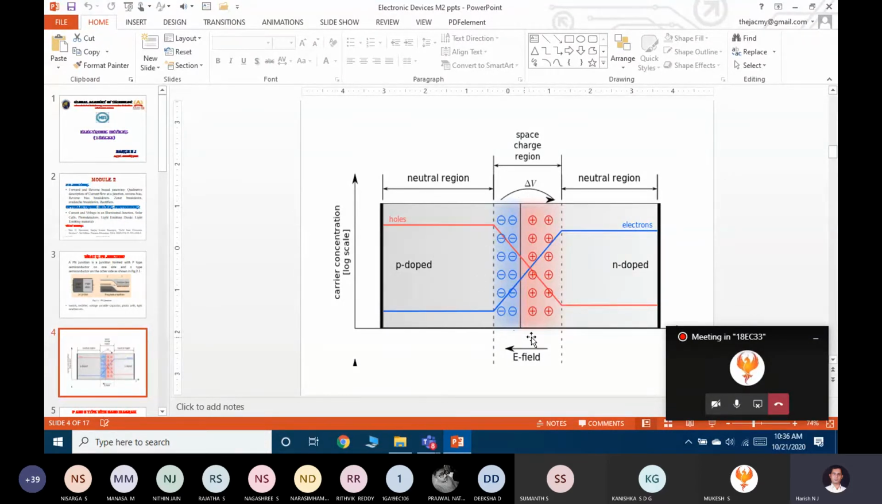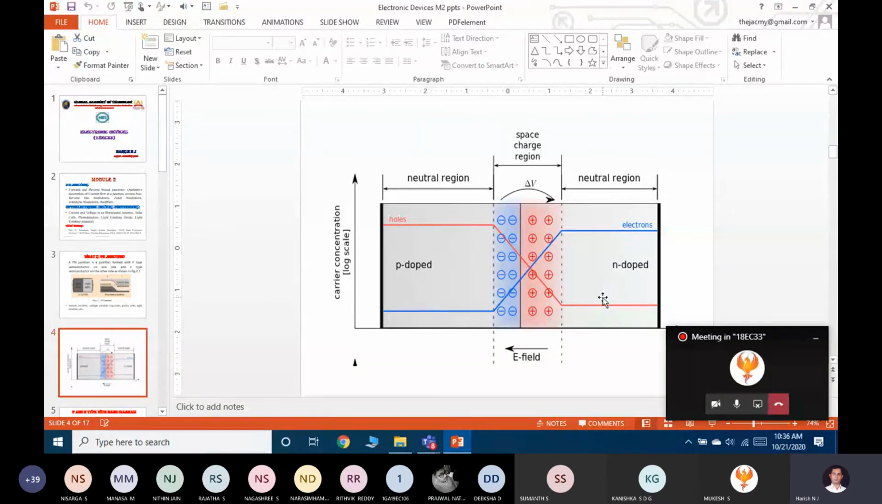Those ions accumulate at the junction, and they act like immobile ions. What is meant by immobile? What is the meaning of the word immobile? No movement, sir. There is no movement. It is stationary and fixed at that particular junction. Those ions oppose the new entry of electrons from N type to P type and new entry of holes from P type to N type.